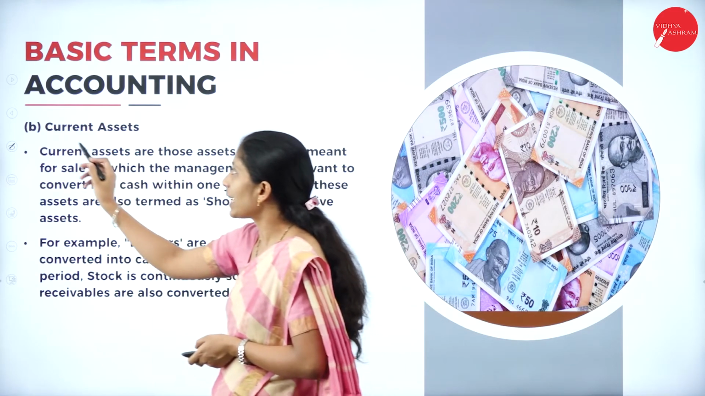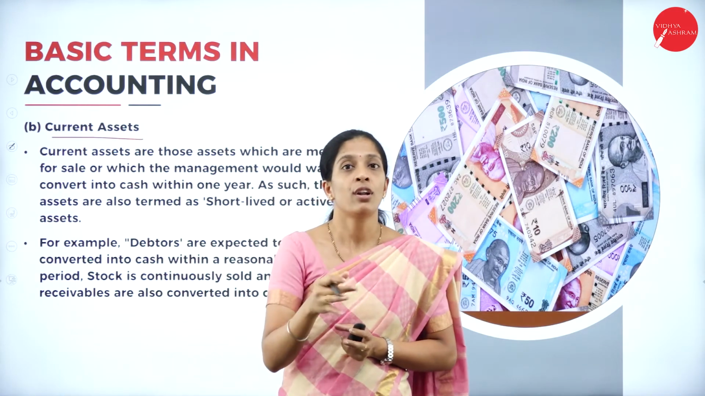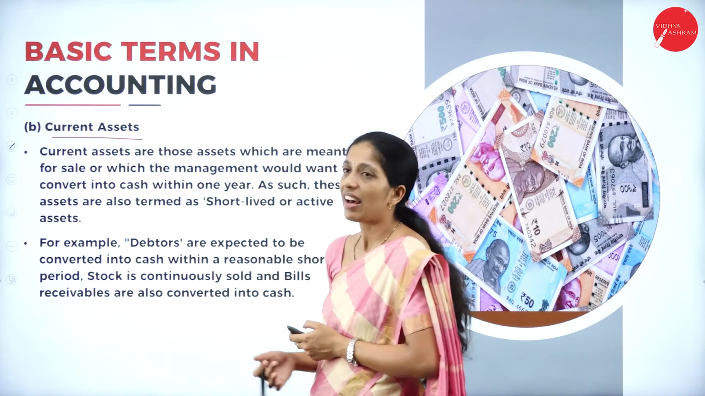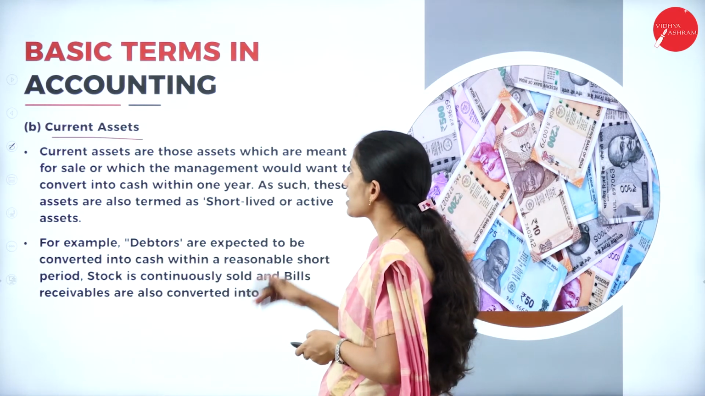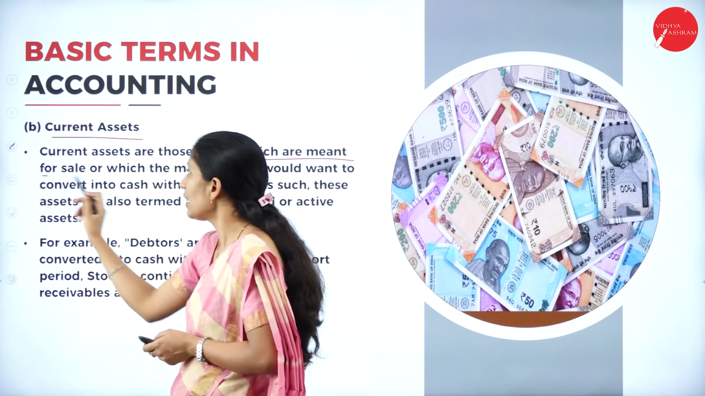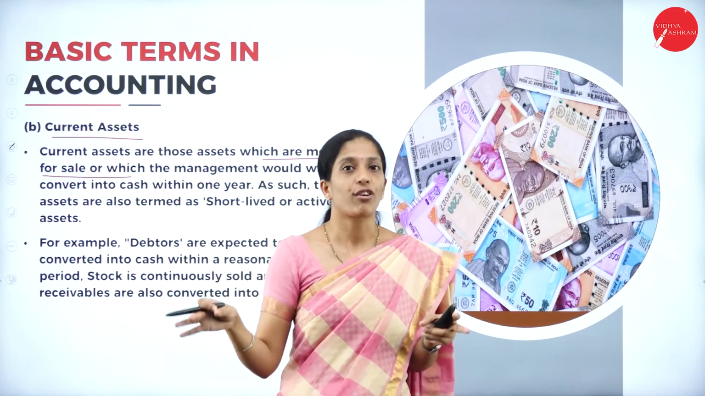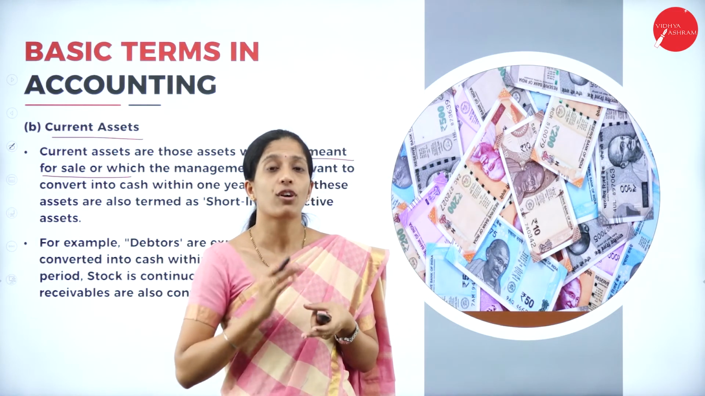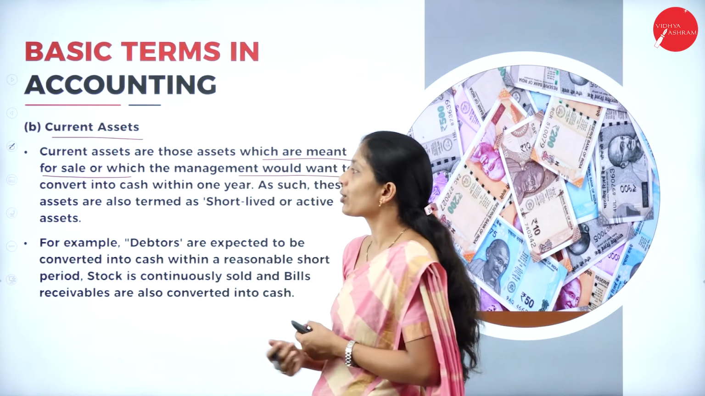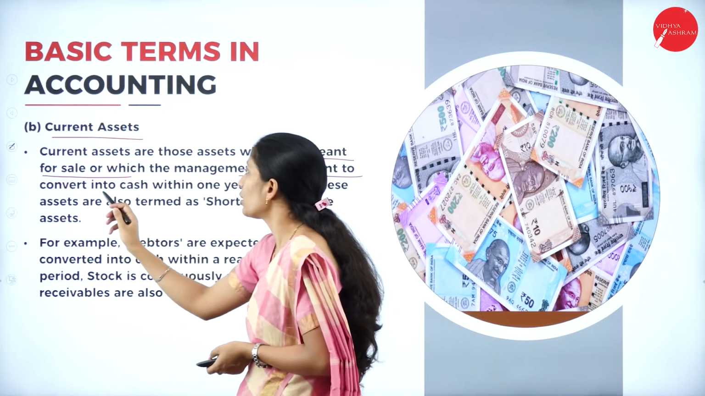Now, coming to the second type. So, we have learnt about non-current assets. Now, coming to the second type, we have current assets here. Current assets are those assets which are meant for sale. So, these are not there for a longer period of time in the business, but they are meant for sale in the business, which the management would want to convert into cash within 1 year.